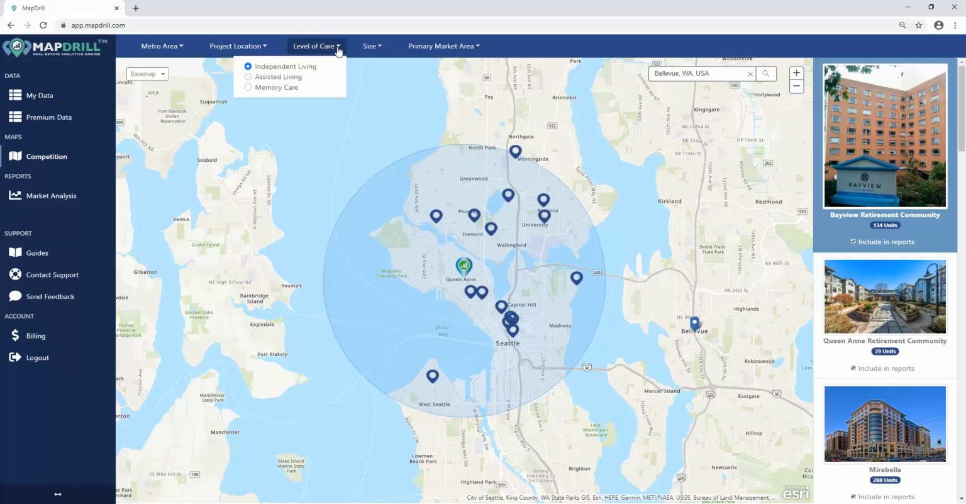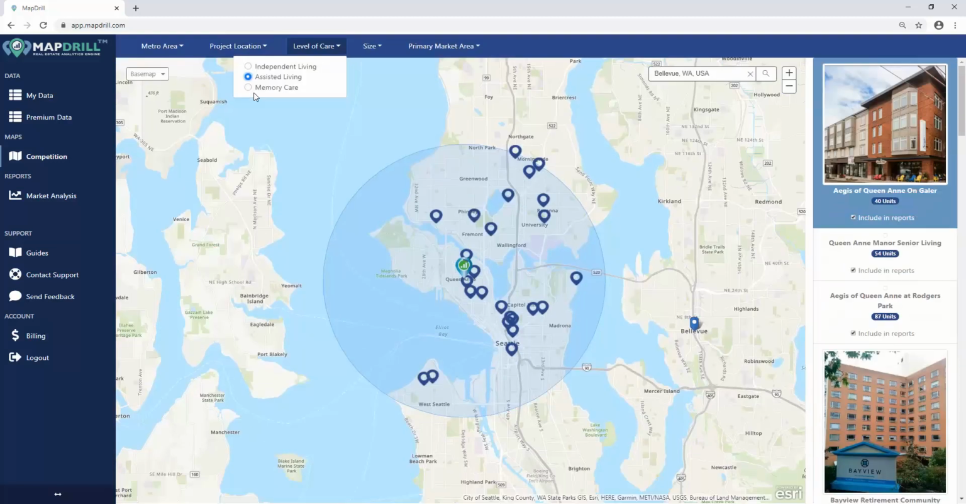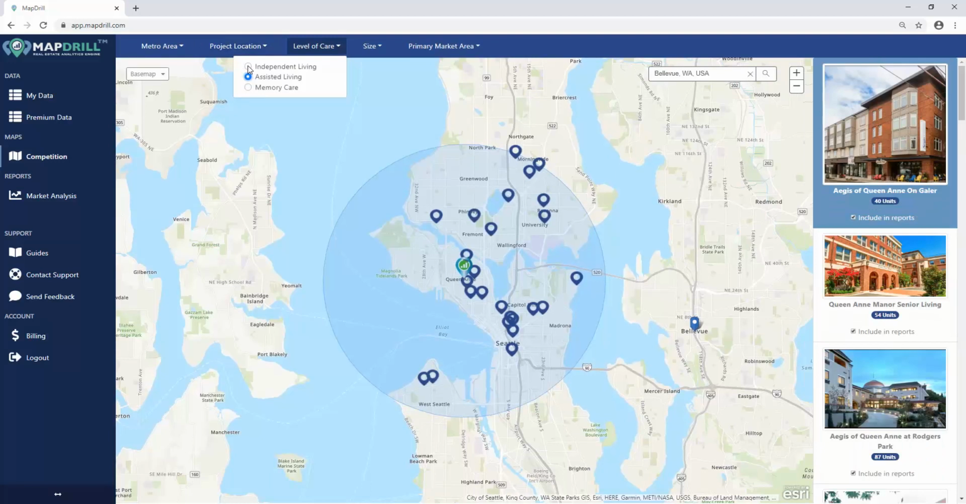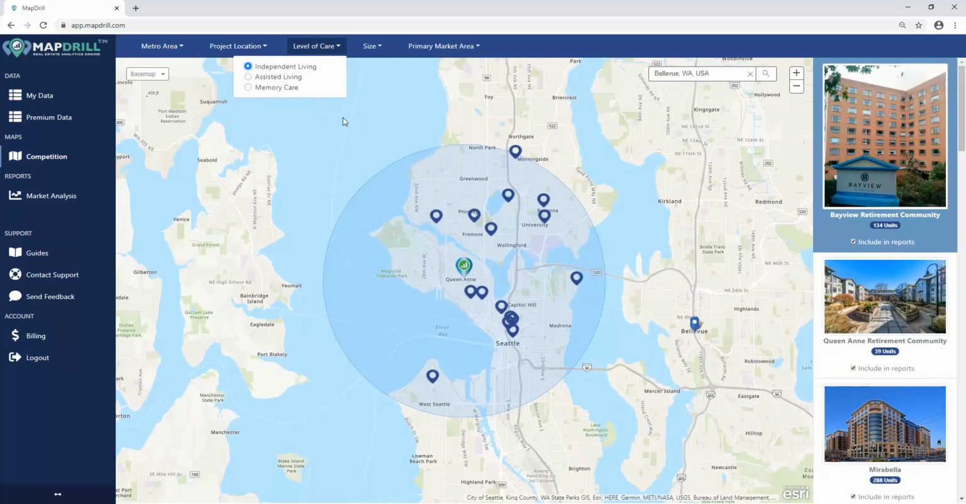Then you pick your level of care that your project is, whether it's independent or assisted or memory care. Say we're looking at independent living. Then you pick the size of your project. Let's say that we're going to do 100 units, and then you want to determine your primary market area.